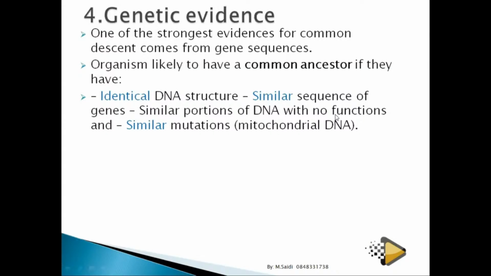Similar portions of DNA with no function. We have what you call nonsense DNA. Nonsense DNA is the part of DNA which doesn't have any function. It's just there, but it can be mutated. When it is mutated, it can have a function in those organisms where that mutation has taken place. But the biggest percentage of DNA has no function. And then similar mutations: we have some similar mutations. We will see this when we talk about the out of Africa hypothesis, that human beings originated from East Africa. So East Africa is the mother.